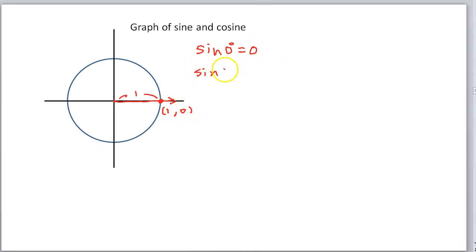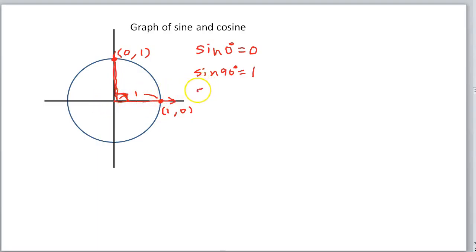How about sine 90 degrees? Now let's try to go to the 90 degrees. This is 90 degrees with respect to the positive x-axis. And again, you're going up by 1 to meet with the circle. And therefore, the coordinate of this point here is 0, 1. Which means cosine 90 is 0 and sine 90 is 1. Okay, we'll just keep going by multiples of 90 degrees because those are the easiest to figure out when you're working with the unit circle.